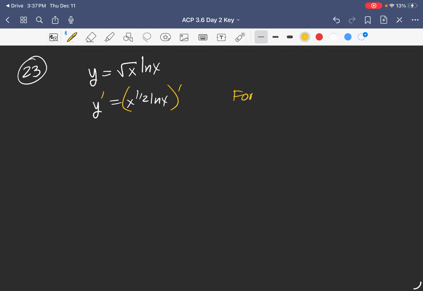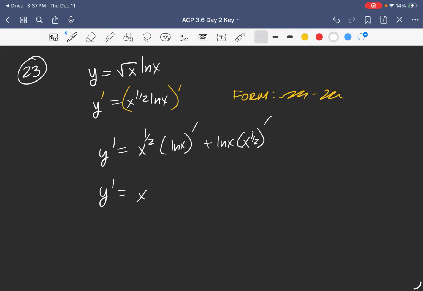Let's look at 23. So when I look at 23, scroll down to what number 23 is. That is y is equal to the square root of x times the natural log of x. So first thing I'm going to do is rewrite that as x to the 1/2 times ln x. So when you ask me to take the derivative, I want to say that its form is stuff times stuff. So the derivative of that is going to be first times the derivative of the second plus the second times the derivative of the first.